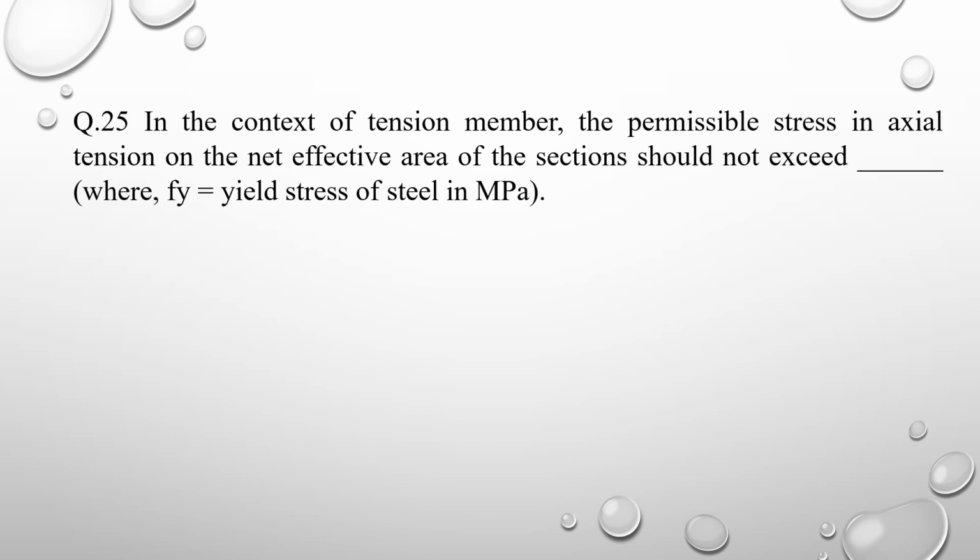Then the last question of this session. In the context of tension member, the permissible stress in axial tension on the net effective area of the section should not exceed dash, where Fy is the yield stress of steel in megapascal. So here they ask for axial tension. For axial tension, the answer is 0.6 Fy, 0.6 into the yield stress of steel in megapascal.